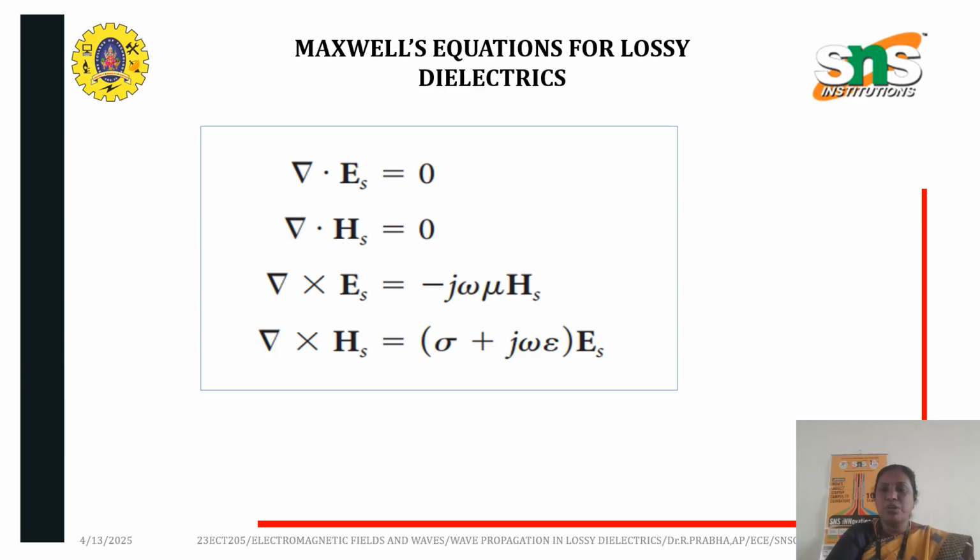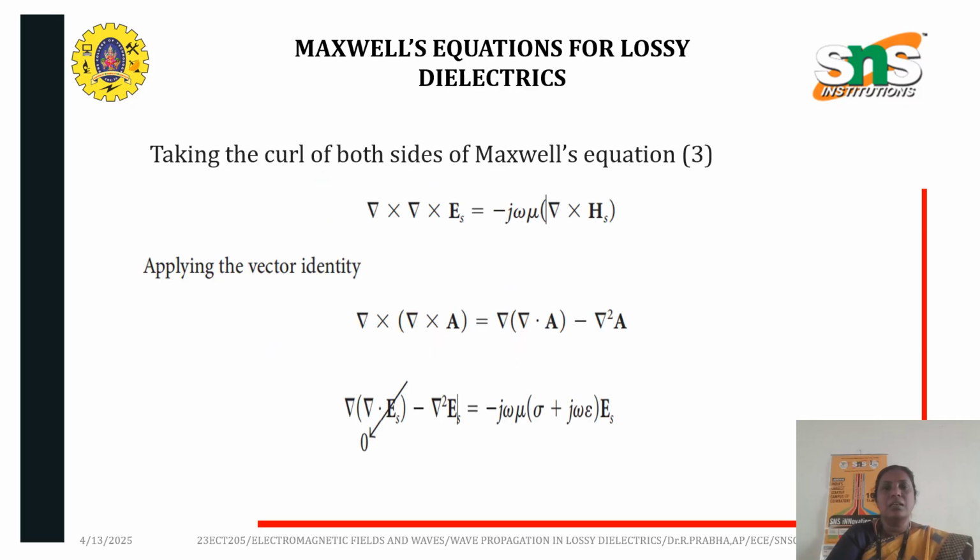We know there are four Maxwell's equations which form the foundation of the existence of electromagnetic waves. James Clerk Maxwell formed the four mathematical equations, two curl equations and two dot equations. The first equation is del dot E equal to 0 for a lossy dielectric, del dot H is also 0, del cross E is equal to minus j omega mu H, and del cross H is equal to sigma plus j omega epsilon into E. These are Maxwell's equations for lossy dielectrics.